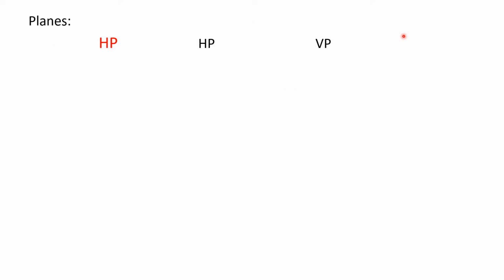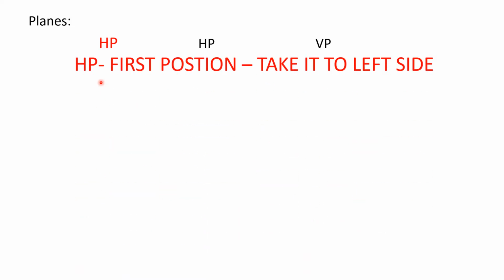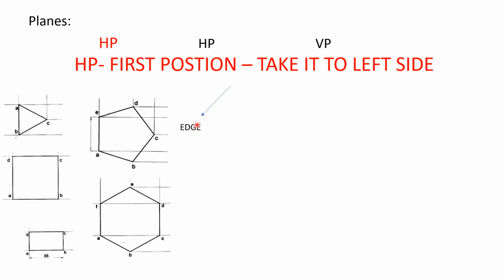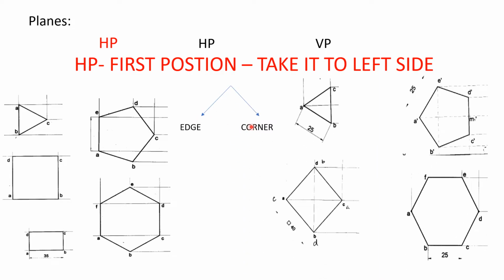Write down this first. Then when it comes to the HP, always we will have two options here. The two options are that either it will be resting on an edge or on a corner. Whenever we have any plane here, we will be having a combination of edges and corners. So either it will be resting on the edge or it will be resting on the corner. That means the resting side or the corner should be taken to the left side. That is for our convenience.